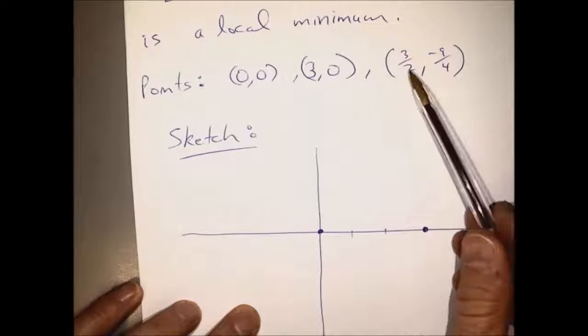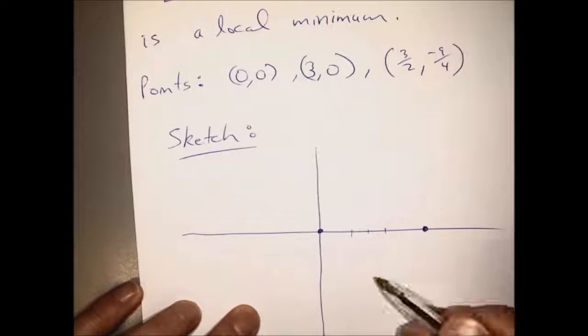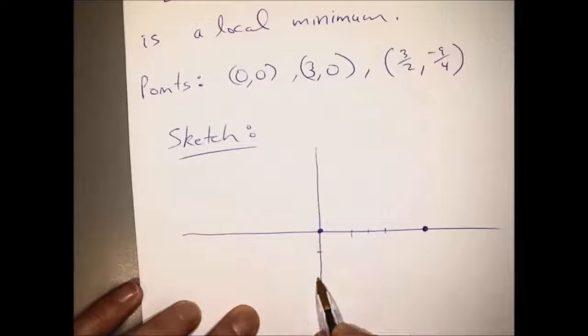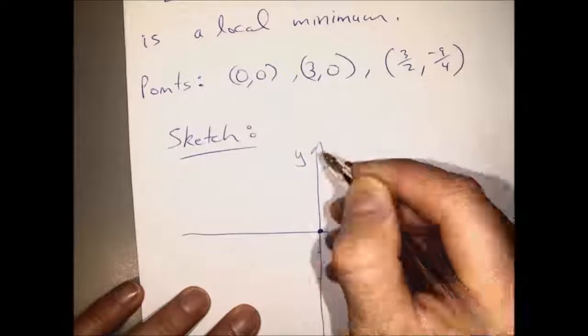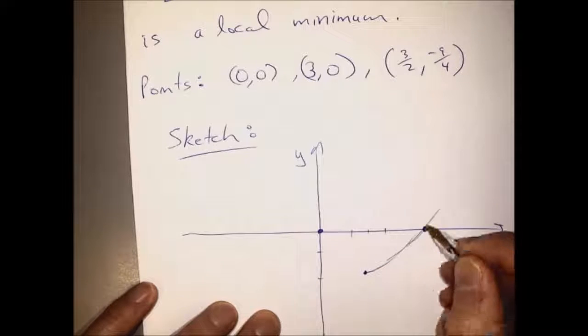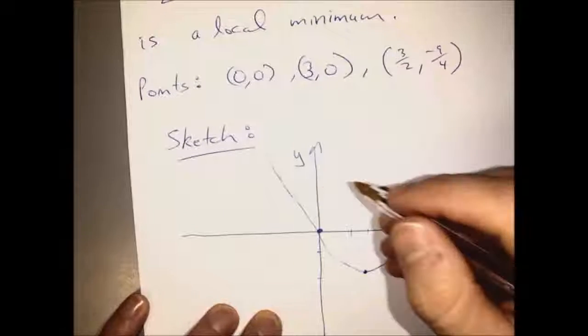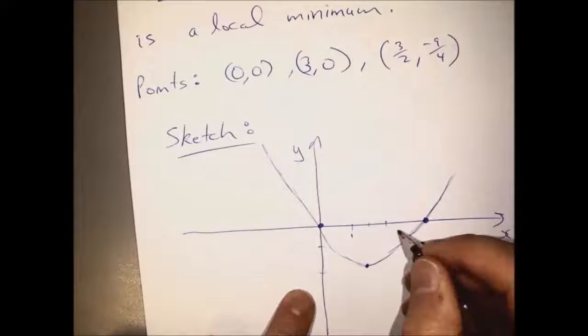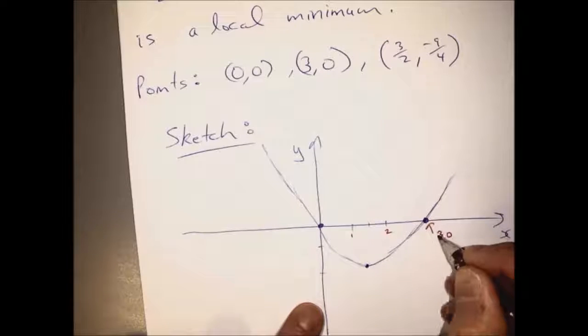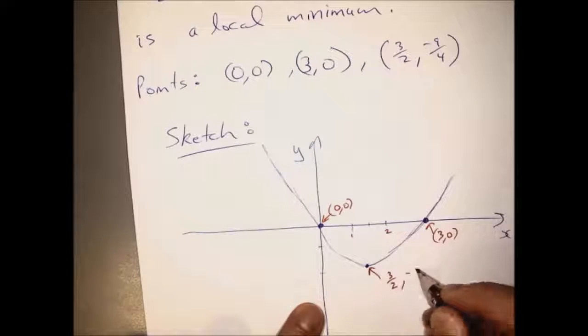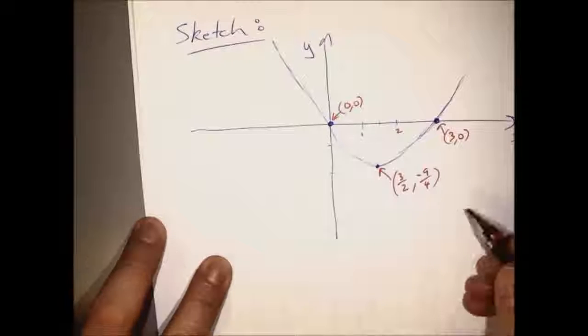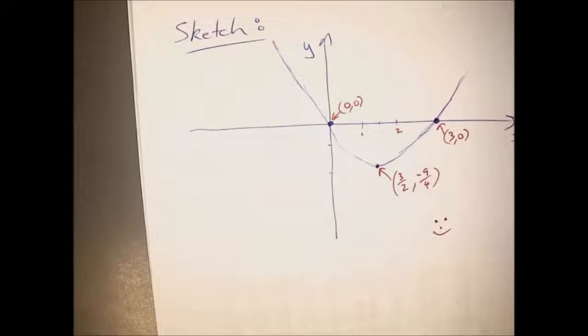So sketching our curve, it doesn't need to be very accurate. We just need to show that we know what we're doing here. 0, 0 is 1 point, 3, 0 is another, and the minimum point is at 1.5 and minus 9 over 4 on the y-axis. And that's our sketch.